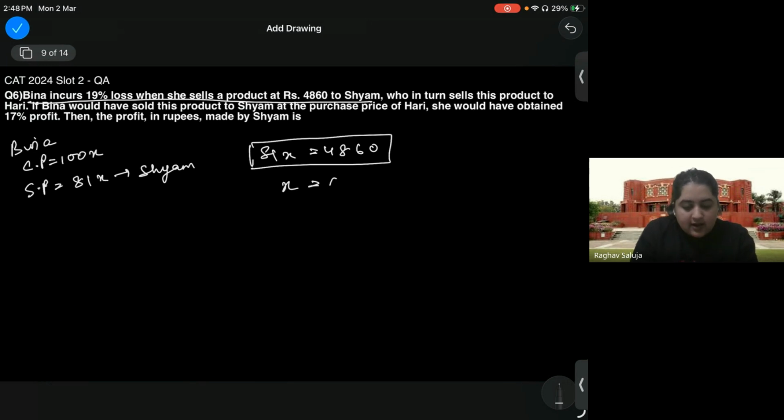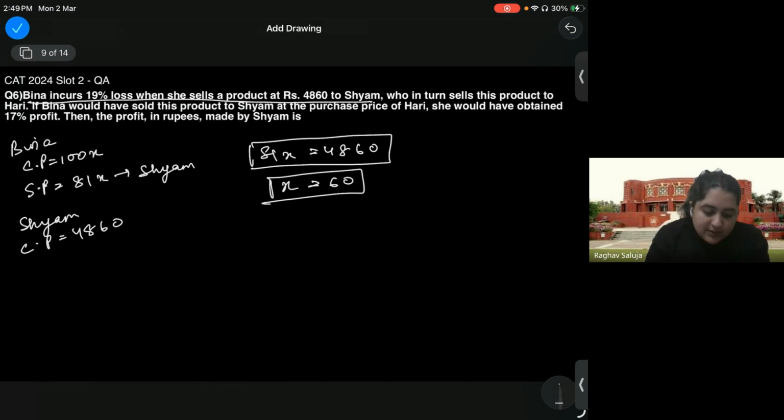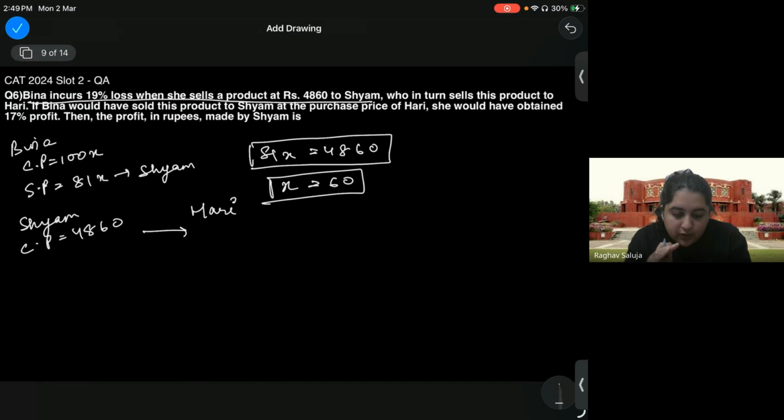So x is our 60. So our cost price we know is 6,000 right now. Now for Sham, whose cost price was nothing but 4860, that is the price at which he bought from Beena, he in turn sells this product to Hari. Sham sells this product to Hari. If Beena would have sold this product to Sham at the purchase price of Hari, she would have obtained 17% profit. So now for this statement, let's remove Sham in the middle.